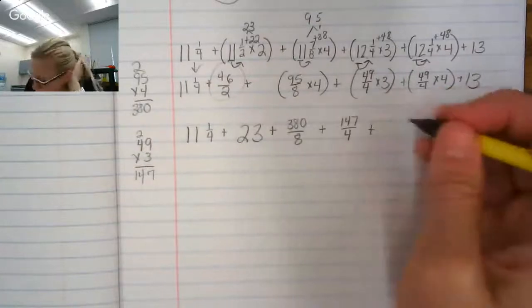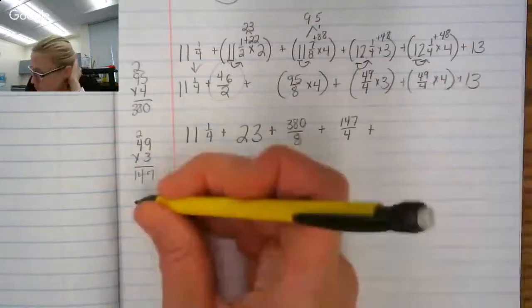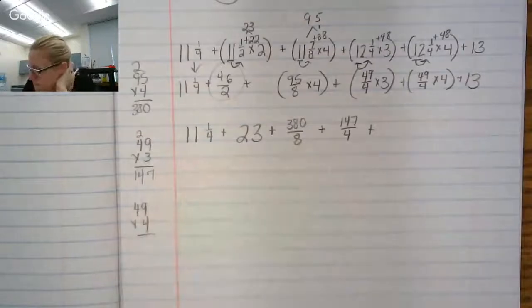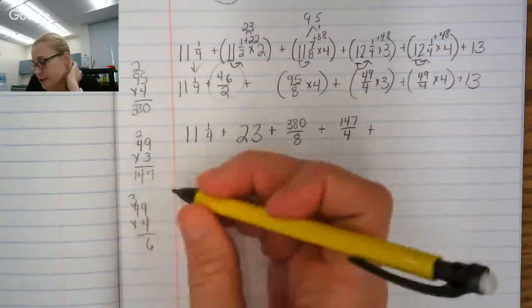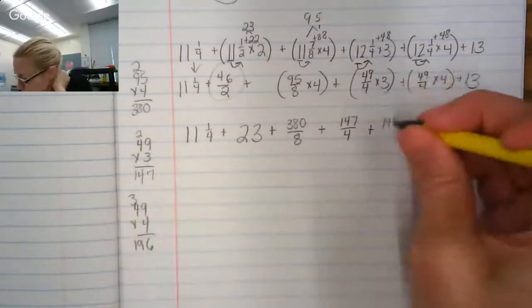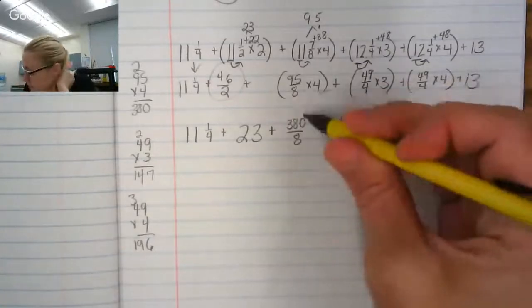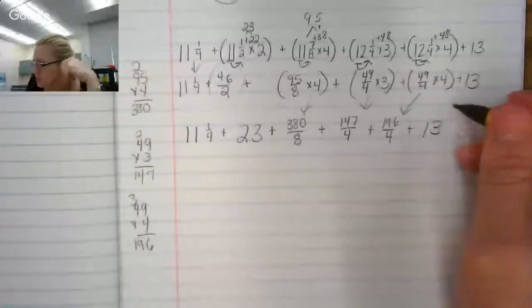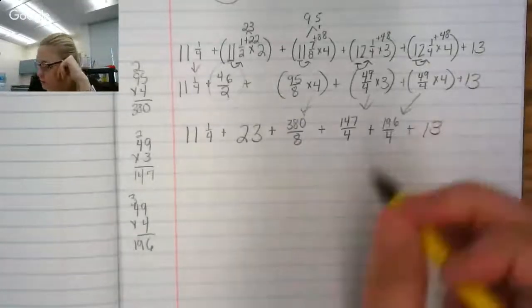Plus, and then here I'm going to do 49 times 4. Nine times 4 is 36. Regroup your 3. 4 times 4 is 16, plus 3, 196 fourths. Plus, oh, okay, so that one went there, that one went there. Well, I should have dropped those straight. It's kind of confusing. Boom. So now I can take those and see if I can add them all up, or I could regroup them, or what can I do with them.